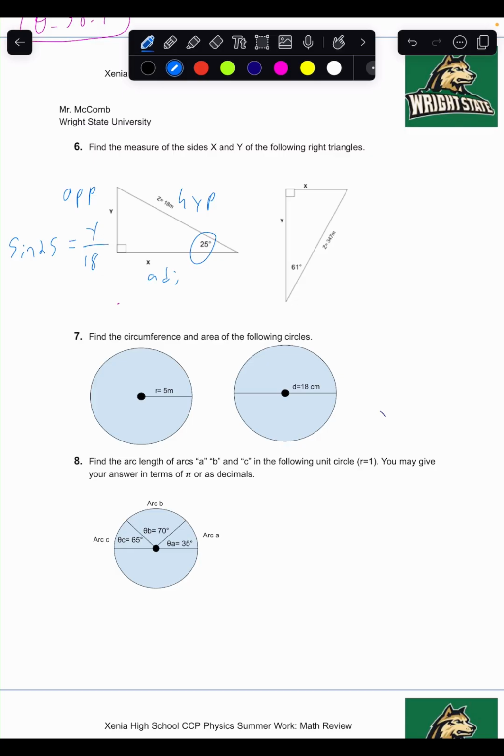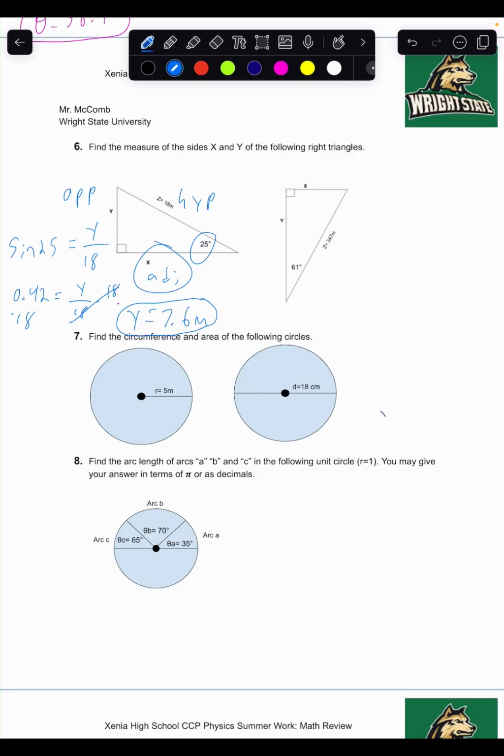Okay, sine of 25 degrees is 0.42 equals y divided by 18. I want y, so we multiply both sides of this by 18. Get that out of the denominator. We get y equals 0.42 times 18, which is about 7.6 meters.